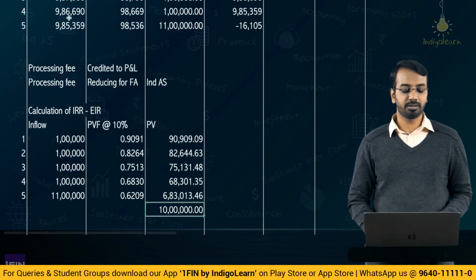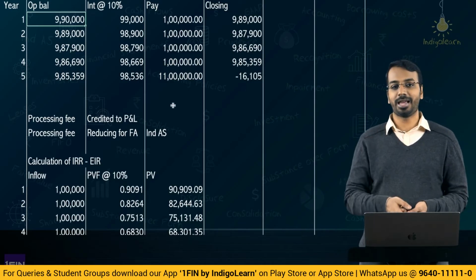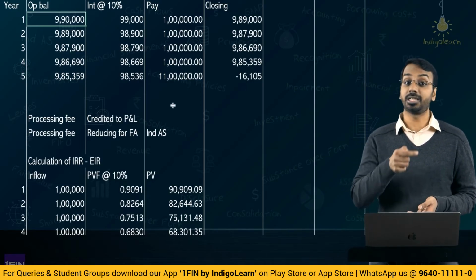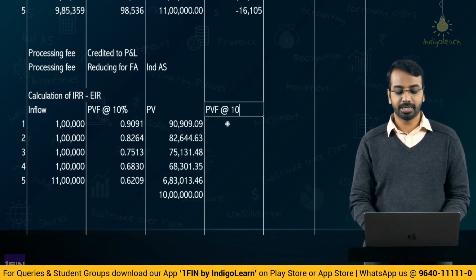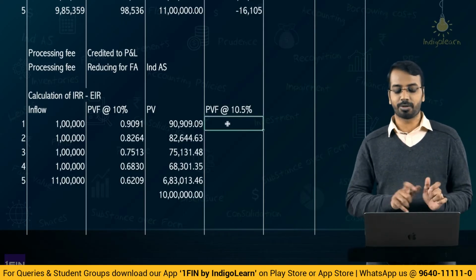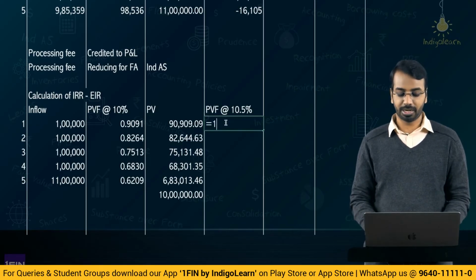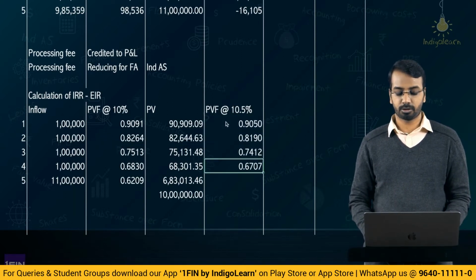But what is our present value here? 9.9 lakhs. If I have to reduce my present value, what should I do with the interest rate? I have to increase the interest rate. So I will increase the interest rate by 0.5%, present value factor at 10.5%. In examination, if they have given you the percentages, use the same, otherwise use the one which is pretty close. So here 1 divided by 1.105 first period, then this divided by 1.105, so on and so forth, you can calculate for the remaining portion.